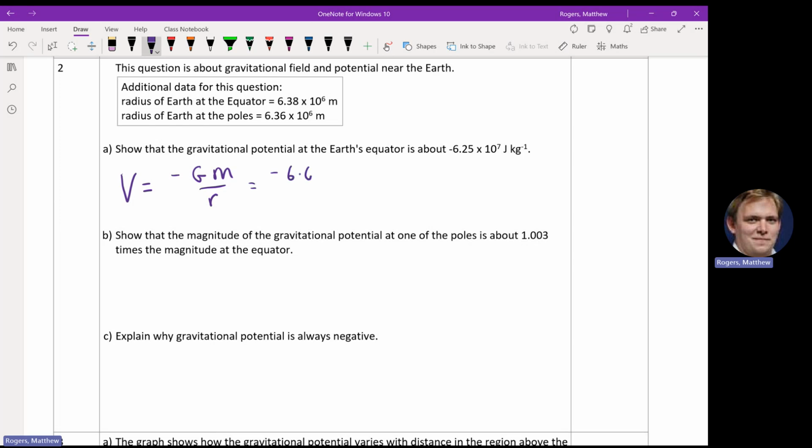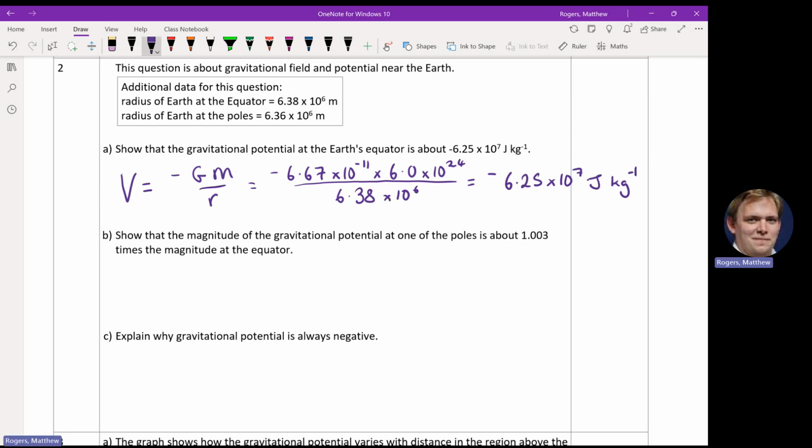So that's minus 6.67 times 10 to the minus 11 multiplied by the mass of the Earth. So 6.0 times 10 to the 24 divided by the radius of the Earth at the equator. So that's 6.38 times 10 to the 6. We do this calculation, we get minus 6.25 times 10 to the 7 joules per kilogram.